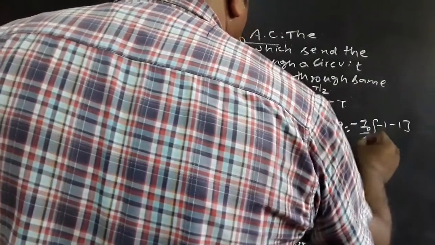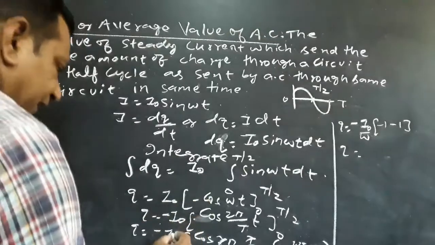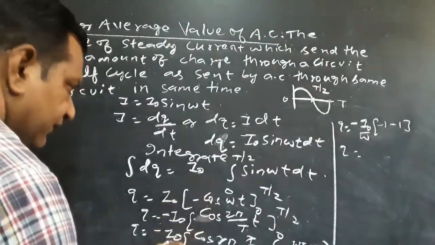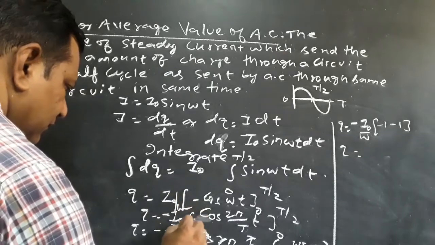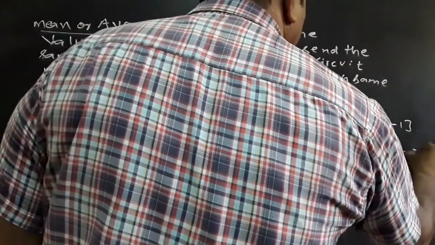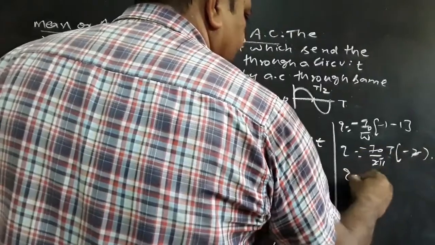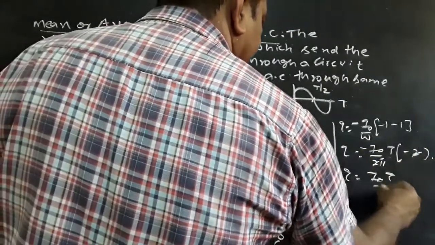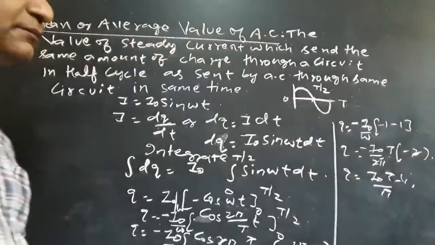Q divided by omega also, in the integration of sin omega t. Omega is 2 pi upon T. Minus 2, it will be cancelled, minus minus, I naught T upon pi. So this is equation number first.